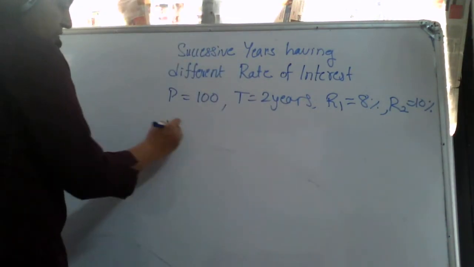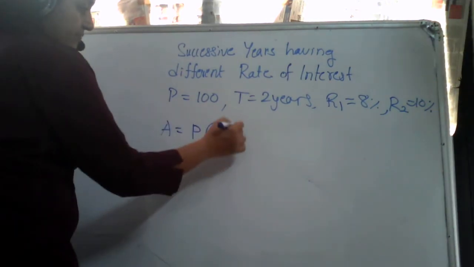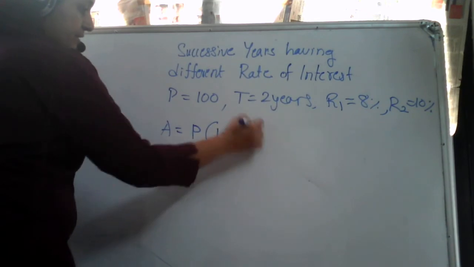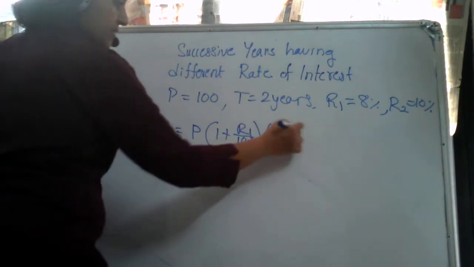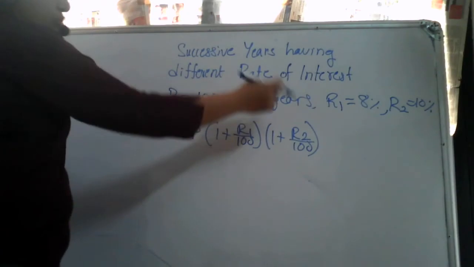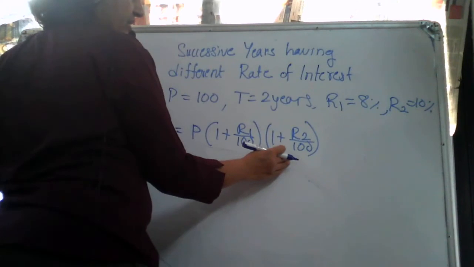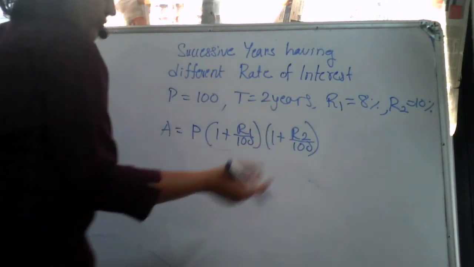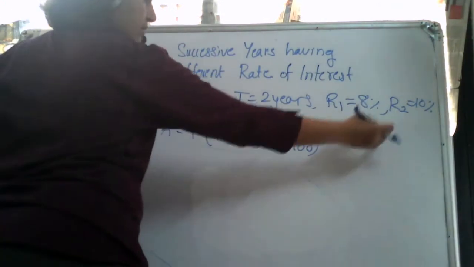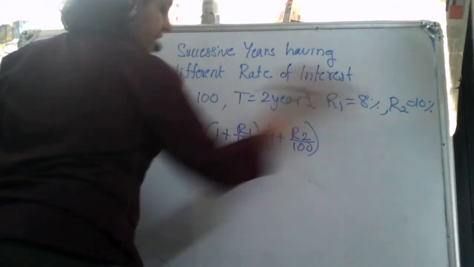The amount is equal to P into bracket 1 plus R1 upon 100, into 1 plus R2 upon 100. When it is only 2 years, I have written it twice, one with the 8%, one with the 10%. If it is for more years, you can keep on writing the 1 plus R upon 100 term as per the requirement.